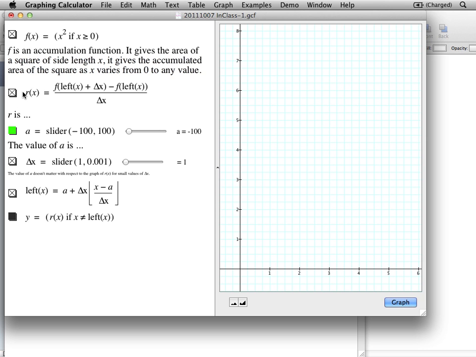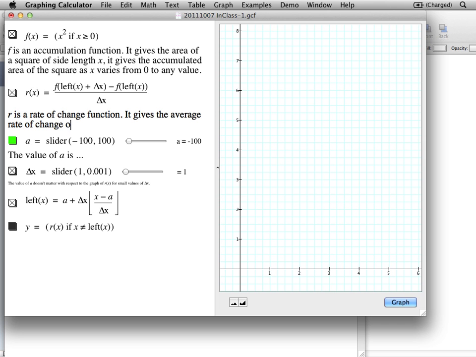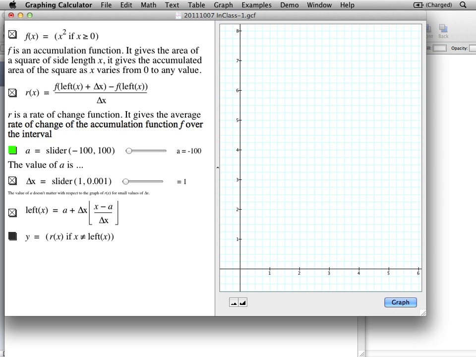And then we define this function r. What is r? Casey? R is the slope or the constant rate at that point. At what point? The x interval. Okay. All right. You got all the main ingredients. Let's expand it a little bit so we say the whole thing. R is a rate of change function. It gives the average rate of change of the accumulation function f over the interval. Over what interval? Jordan, it gives us an average rate of change of the accumulation over what interval?